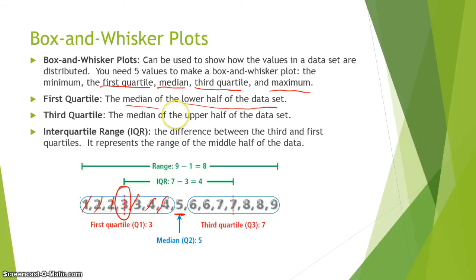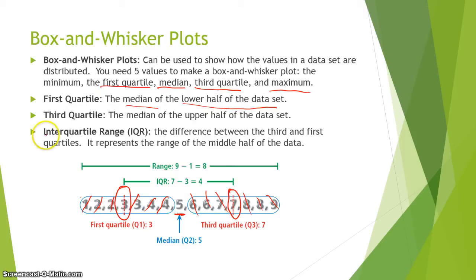Your third quartile is going to be your median of your upper half of the data set. So after finding your median and your highest value, from the median starting to the next value, you cross off each end. And here we have 7 would be the third quartile, the middle value for your upper set of data.